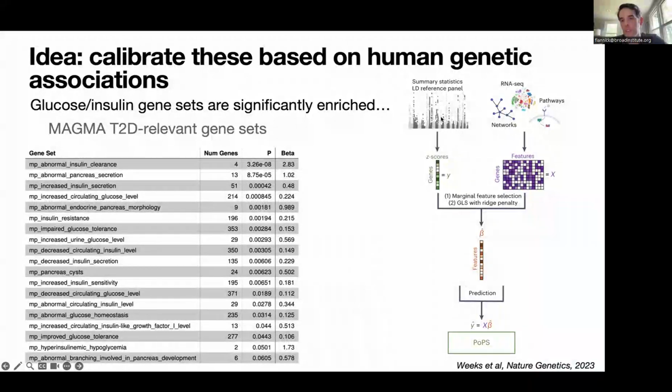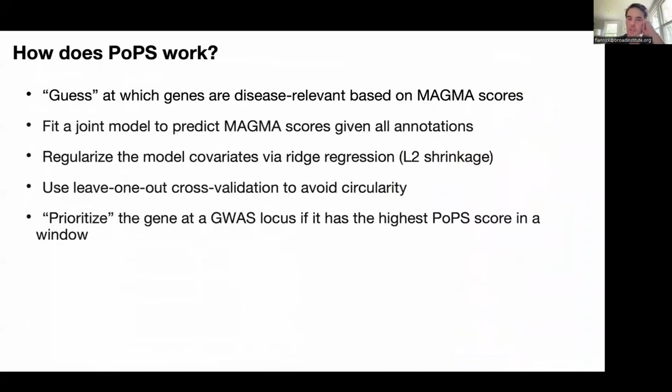And so then what POPs does is, based on those enrichments, it does this feature selection where it essentially tries to use the enrichment scores to predict the gene's MAGMA score. They try to fit a joint model that uses all of the features to do so. And from that, they get this ranking of genes in the genome that is basically kind of like the sum of all the enriched features that a gene has. And because they're fitting this model jointly, it's a way to control for the annotations that are dependent or independent from one another.